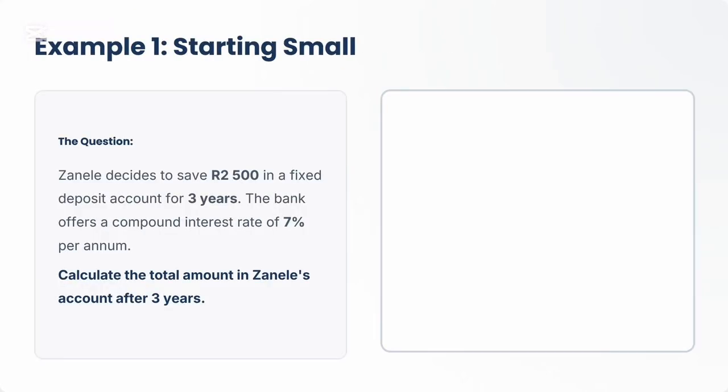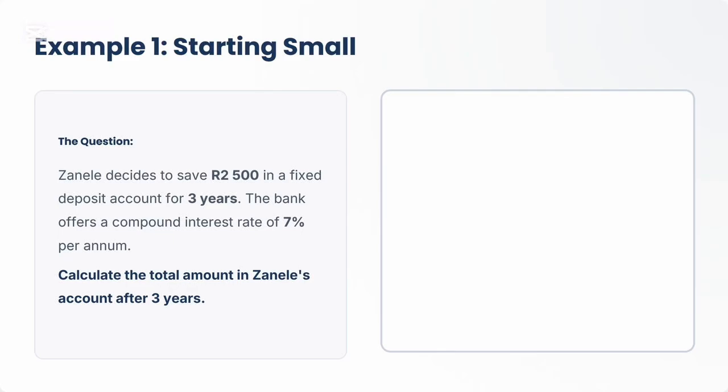So we don't really have a formula here. I don't really want us to use a formula because I want you guys to see the interest that is accumulated and how we work it out in all of those things. So the question: Zanele decides to save 2,500 in a fixed deposit account for 3 years. The bank offers a compound interest rate of 7% per annum.